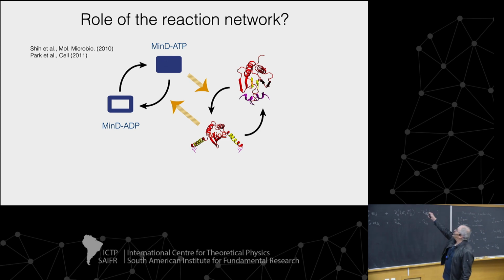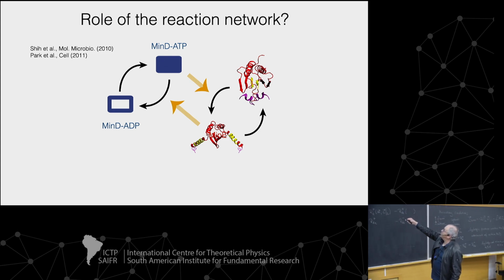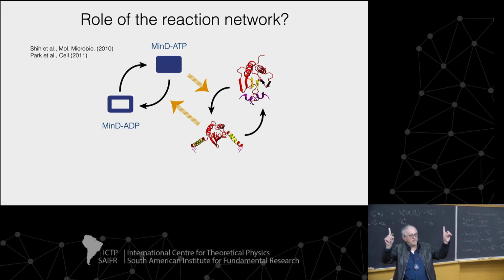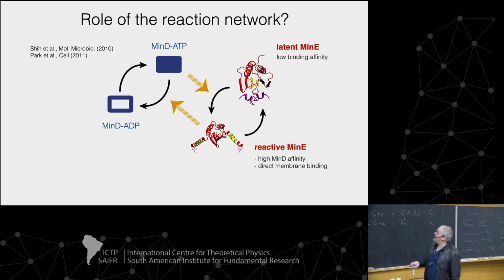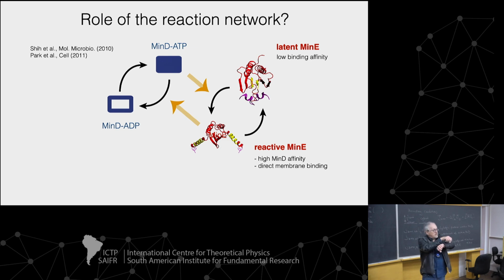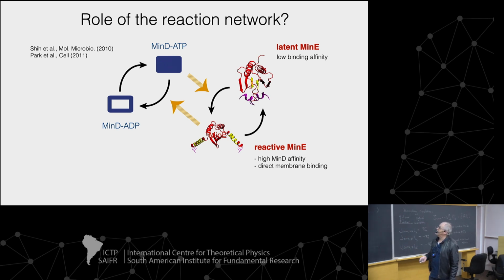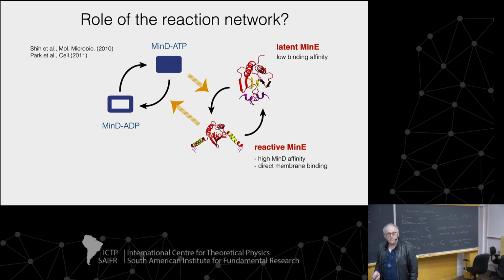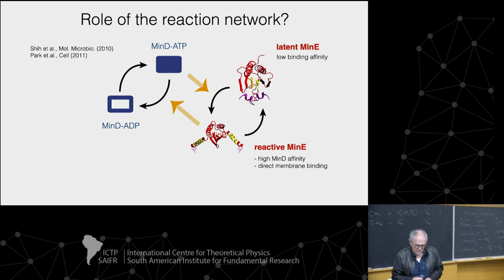And the difference between the closed conformation and the open conformation is that in the open conformation, these little wiggles here, they are the membrane targeting sequences. Those are the sequences the protein needs in order to really bind well to the membrane. They are unfolded, so in a way you can think of this system as a latent MinE state that has a low binding affinity because the membrane targeting sequences are hiding, and that has a high binding frequency because the membrane targeting sequences are actually unfolded and ready to bind to the membrane.